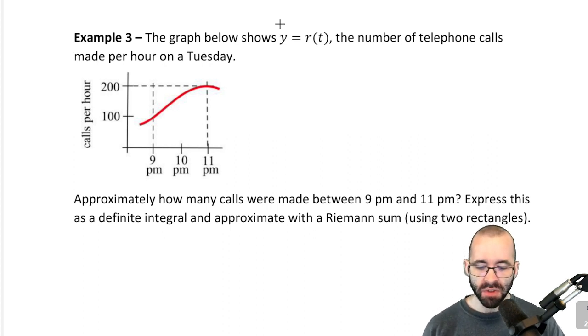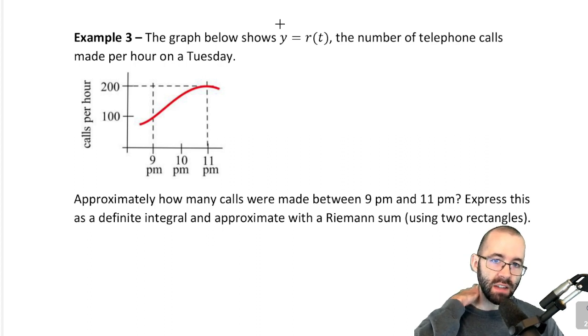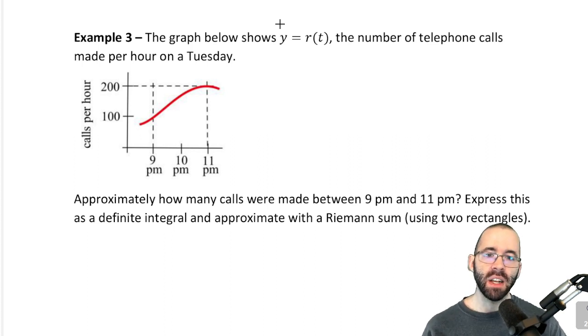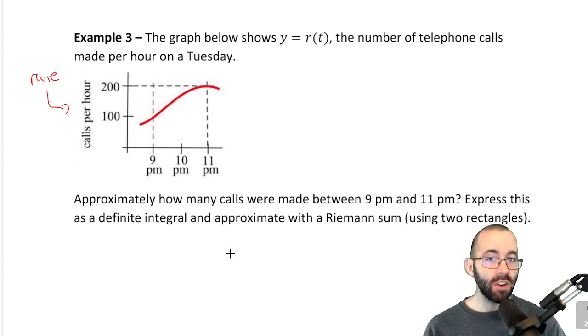So the graph below shows some function. Y is some function r of t. And this function shows the number of telephone calls made per hour on a Tuesday. I don't know, maybe it's telephone calls made by a call center or a company or an ex-boyfriend. I don't know. But how many calls per hour are shown on this graph? So again, this is a rate. The area under the curve of a rate gives the total amount.